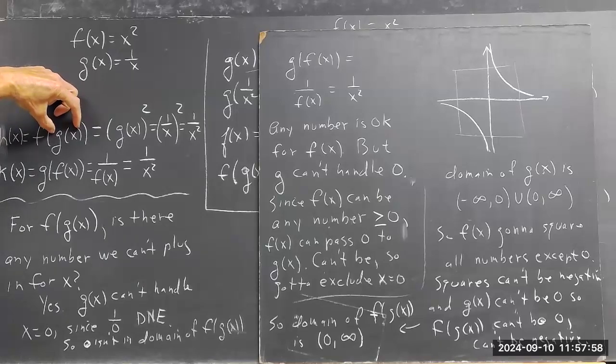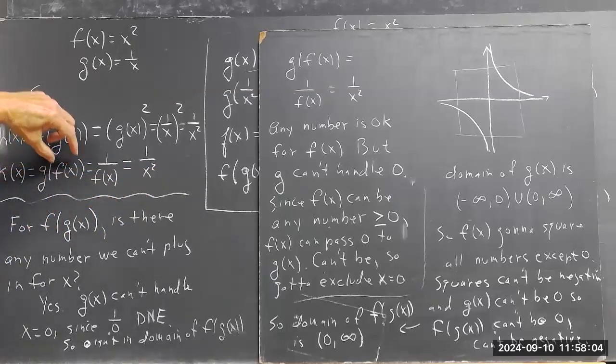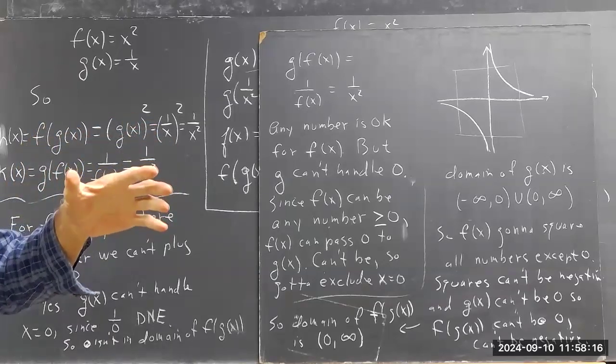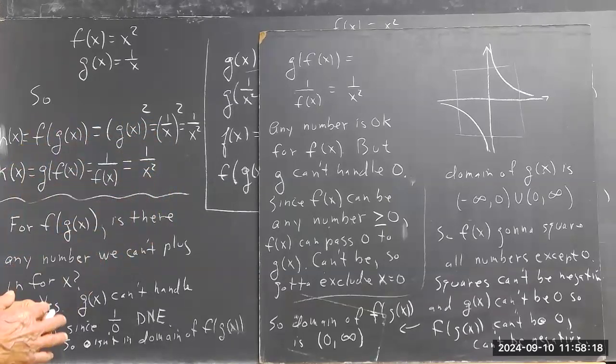Okay. The reason this one has to exclude 0 is different. You can plug 0 in at this point, but you can't pass 0 on to this function. And that's why you have to exclude 0. It's a slightly different reason. It's a subtle point, but worth thinking about.